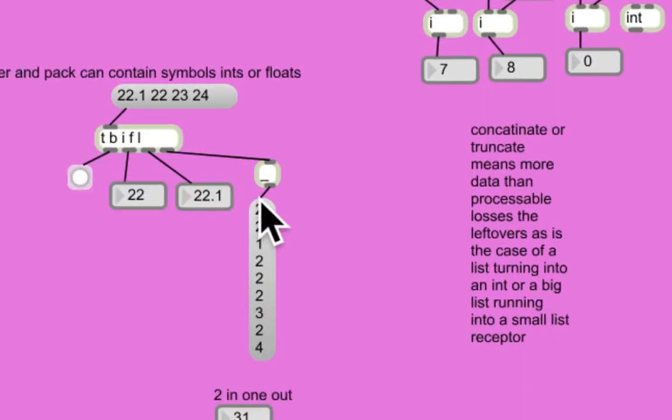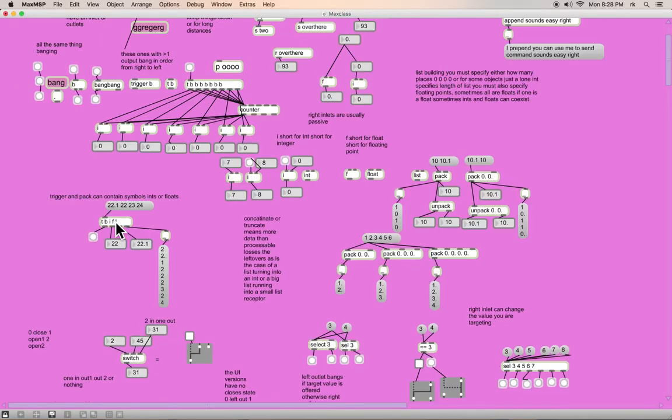The 22 would go there, the 22.1 goes there. So that means trigger, if there's a bang going through, it goes there. If it's an int going through, it goes there. If it's a float going through, it goes there. So in that respect, this can parse data. So trigger is pretty cool.